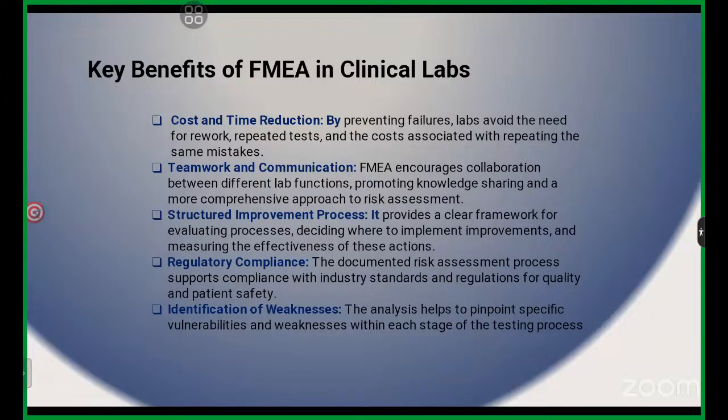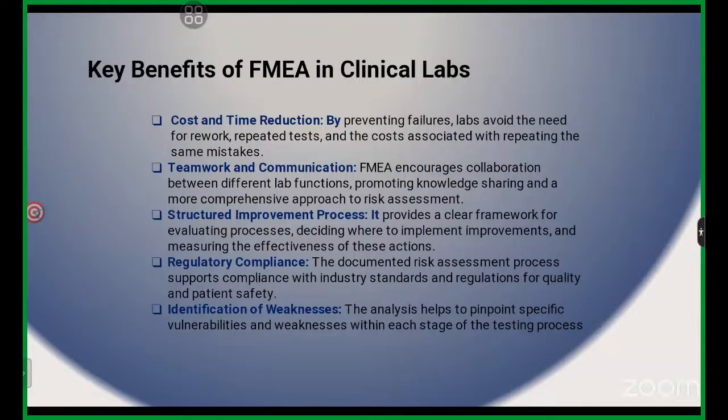There is also a structured improvement process. It provides a clear framework for evaluating processes, deciding where to implement improvements, and measuring the effectiveness of these actions. It's also regulatory compliance. The documented risk assessment process supports compliance with industry standards and regulations for quality and patient safety.